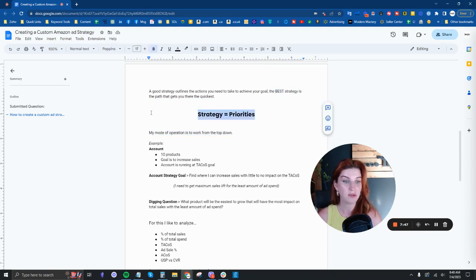But strategy simply equals priorities, because we can't do everything, nor should we do everything, especially with the ads. You might think, oh, I need this insane ad structure with all of these campaigns and all of this stuff. Just know that the more campaigns you launch, the more keywords you launch, the more aggressive you get with things, the higher your ad spend is going to be. That might not necessarily be in line with your goals if you're in a hyper profitability mode. So strategy is simply prioritizing the path that takes us to said goal.